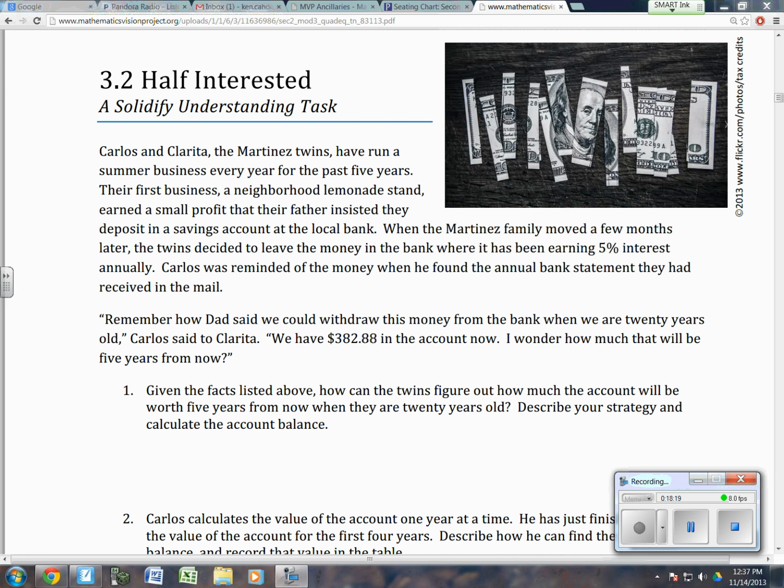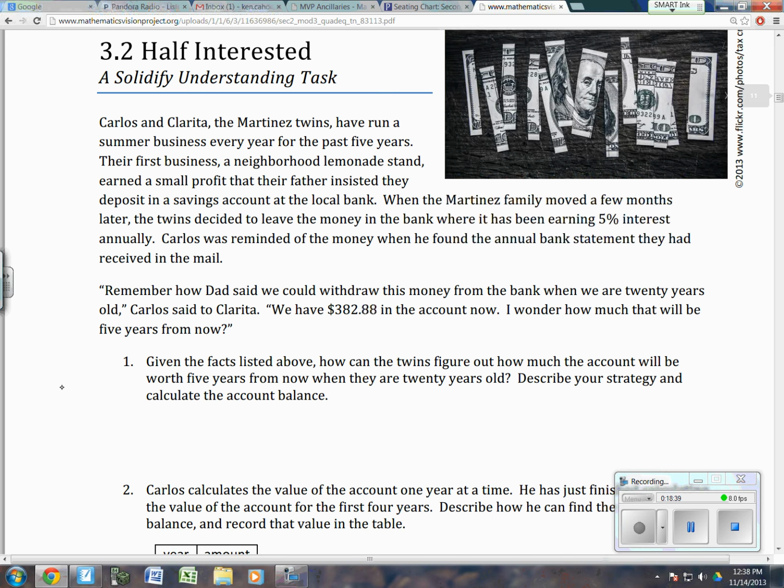5% annually. Carlos was reminded of the money when he found the annual bank statement they had received in the mail. He says, remember how Dad said we could withdraw this money from the bank when we are 20 years old? Carlos said to Clarita. We have $382.88 in the account now. I wonder how much that will be 5 years from now. Okay? So could we figure that out?